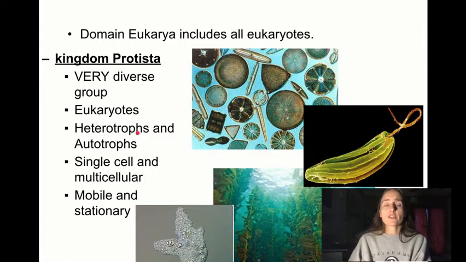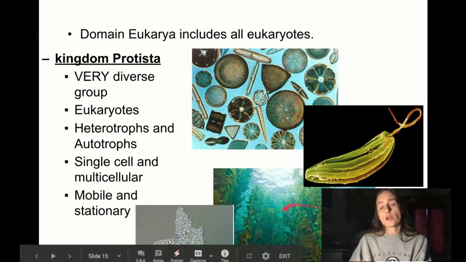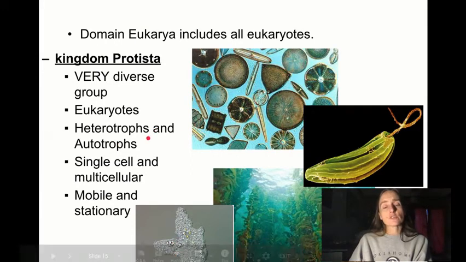Heterotrophs, meaning they have to get their food from another source, and autotrophs are included in here. So we have some that do photosynthesis. Like these kelp here do photosynthesis. There's quite a few things that do photosynthesis in this kingdom. Heterotrophs, of course, mean they have to engulf other things. So there's some of those. Single cell and multicellular. So sometimes you can get like this little amoeba down here. He's just a single cellular, this little protozoan.